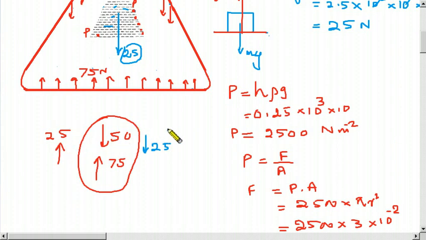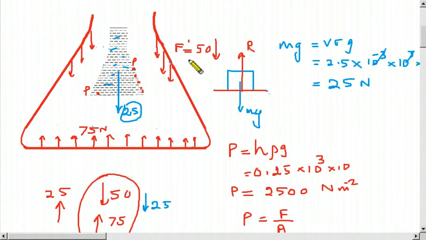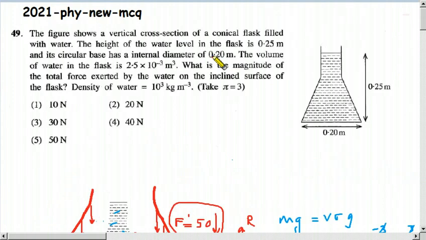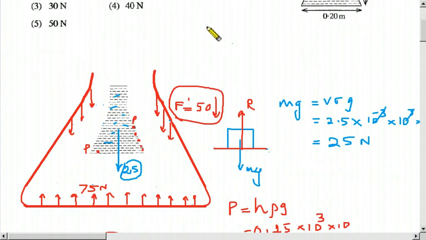So like that, now we know finally the inclined glass surface gives to the water 50. What they ask is the magnitude of the total force exerted by the water on the inclined surface. So what they ask is, what is the force given by the water? So what we deleted, this one, is what they ask. So that should be equal to this 50. So therefore now we can mark this one as 50.